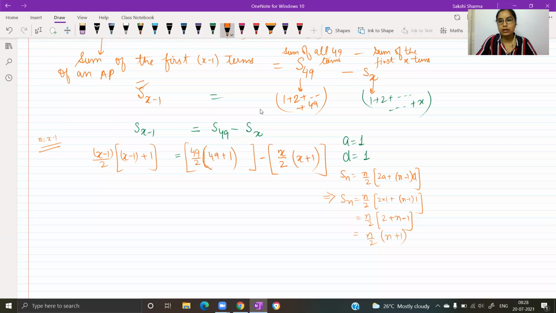Tell me if this is clear how I have used it. I did not use the whole formula directly. I used the values of a and d beforehand and simplified Sn. Then I replaced n by x minus 1, n by 49 and n by x. Now we have x minus 1 by 2 multiplied with x equals 49 multiplied by 25 minus x into x plus 1 by 2. Combine the terms with x on one side.